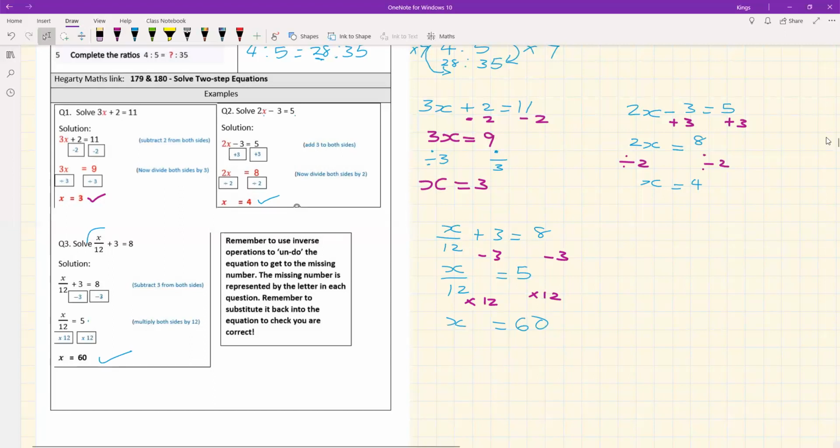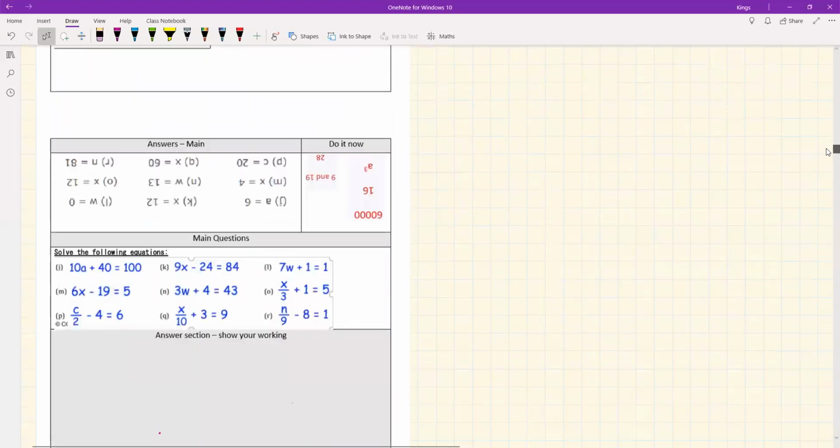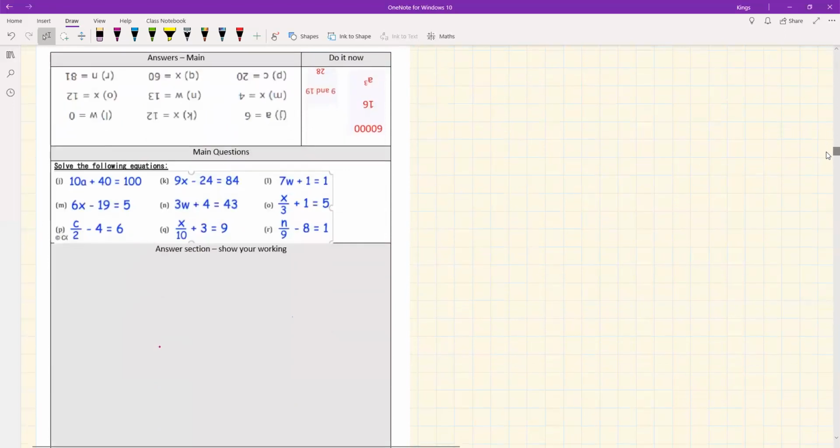So now we've got to go on to the main questions at the end. But just to remind you, you've got the answers to the do it now questions just here, so that you would have marked after completing that. And these are the answers to the main questions down here. They are upside down just to give you the opportunity to actually do the questions before marking them. So pause the video now, have a go at the main questions and come back.